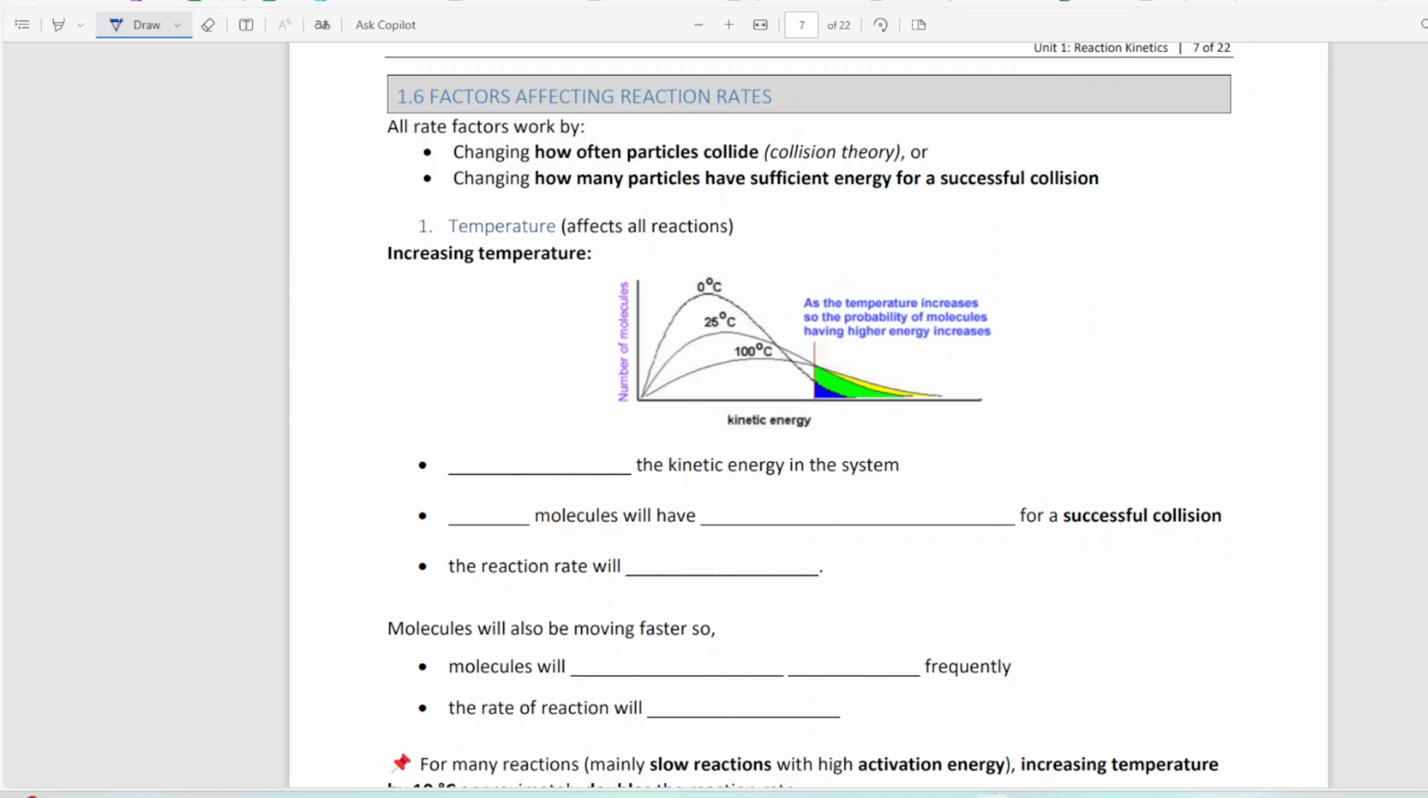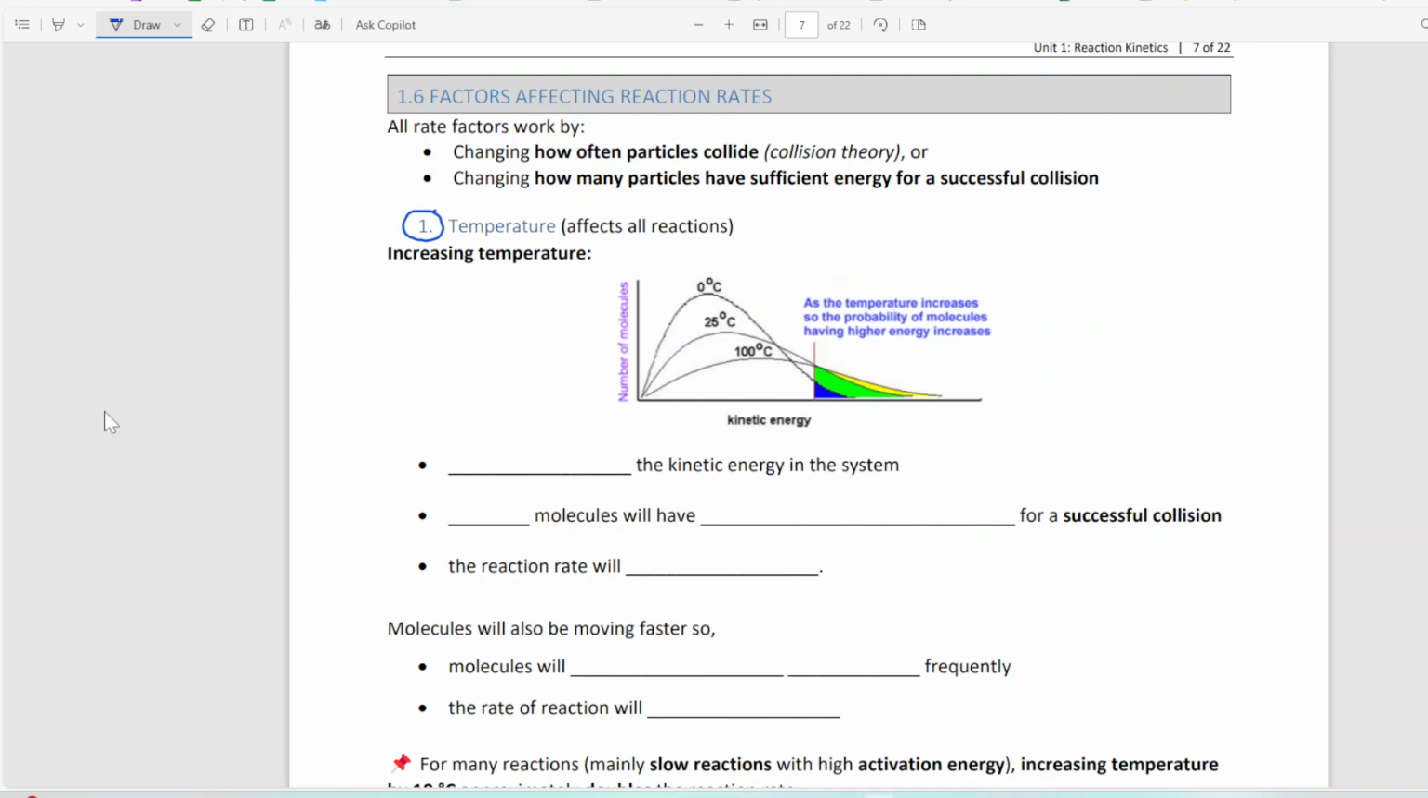So now we're going to tie together some of the concepts from lesson one with this idea of successful collisions. So we're going to look at the factors that will affect reaction rates. Now, all factors work either by changing how often particles collide, so this idea of collision theory, or by changing how many particles have sufficient energy for a successful collision.